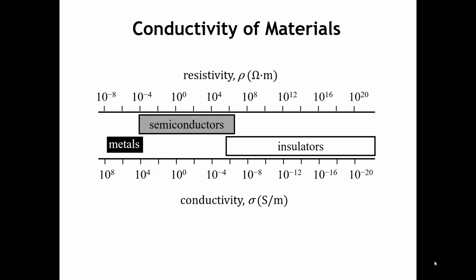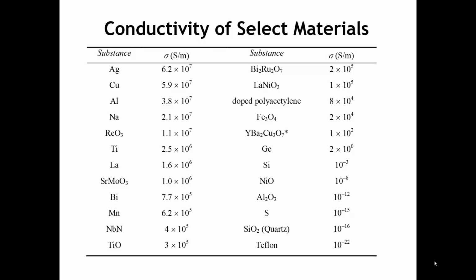We can see that the metals are in the range where the conductivity is high, as you would expect, anywhere from about 10 to the 8th Siemens per meter to 10 to the 4th Siemens per meter. At the other end of the spectrum, we have the insulators, which span quite a wide range of insulating behavior. And then in the intermediate region, we find the semiconductors. Let's look at some selected materials.